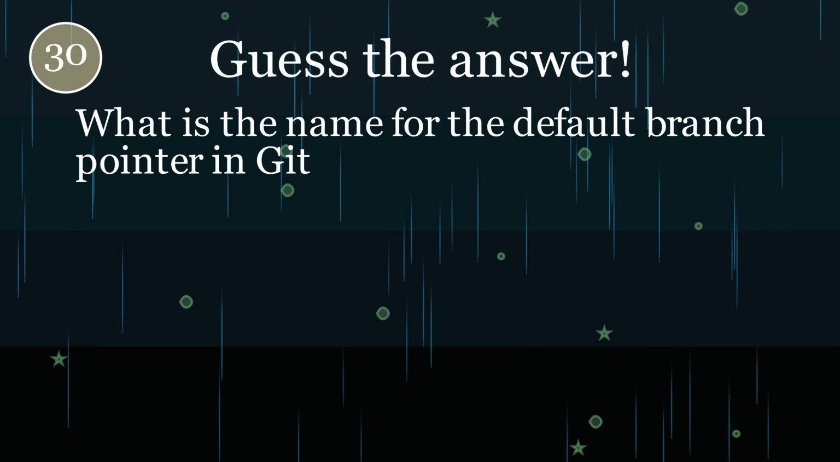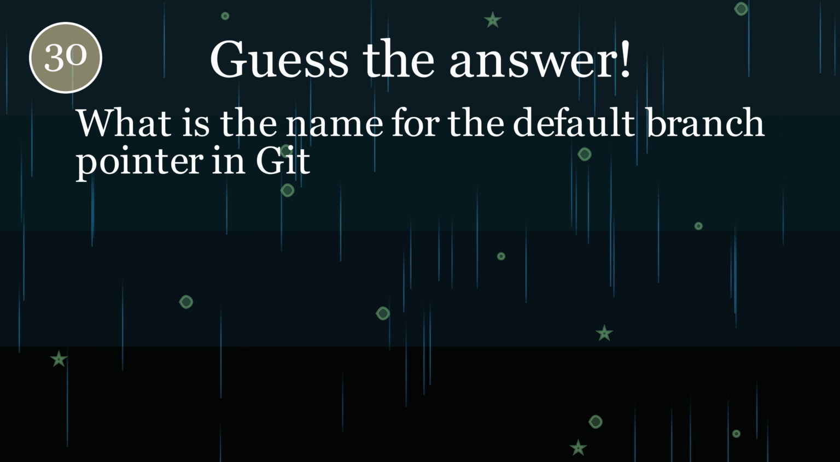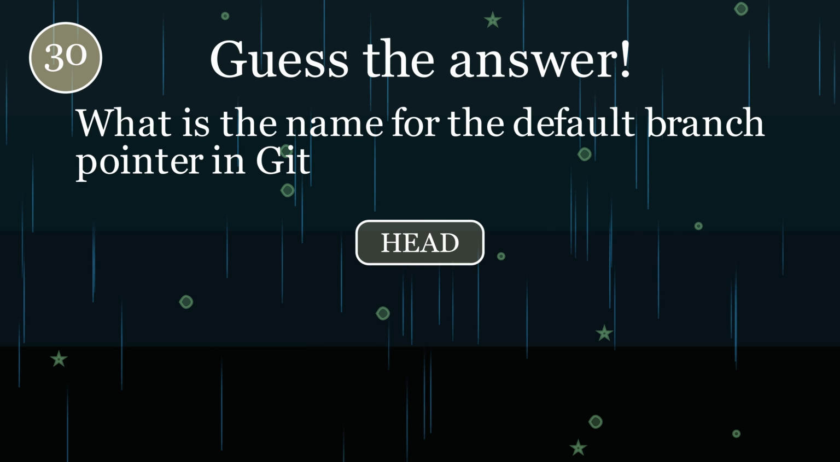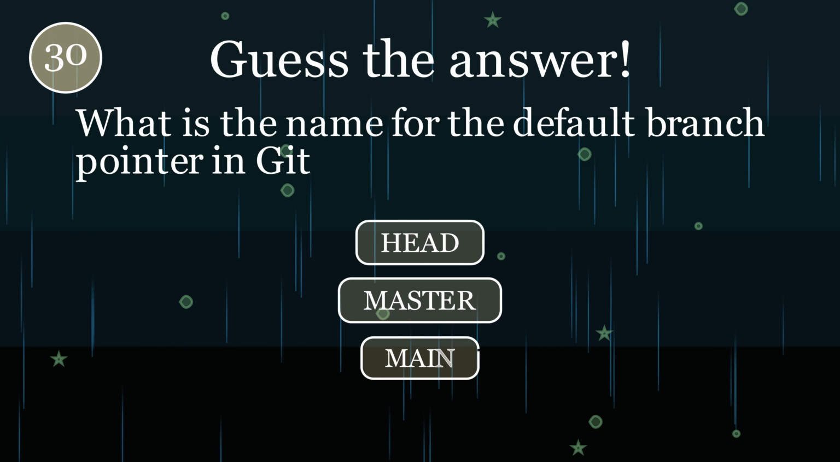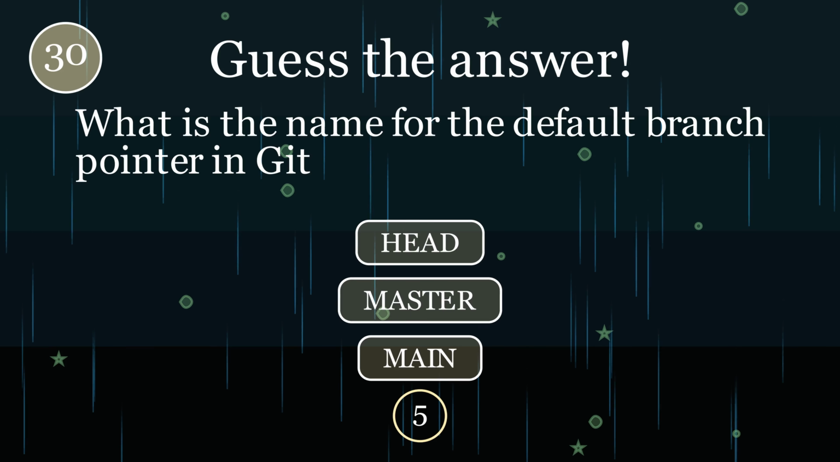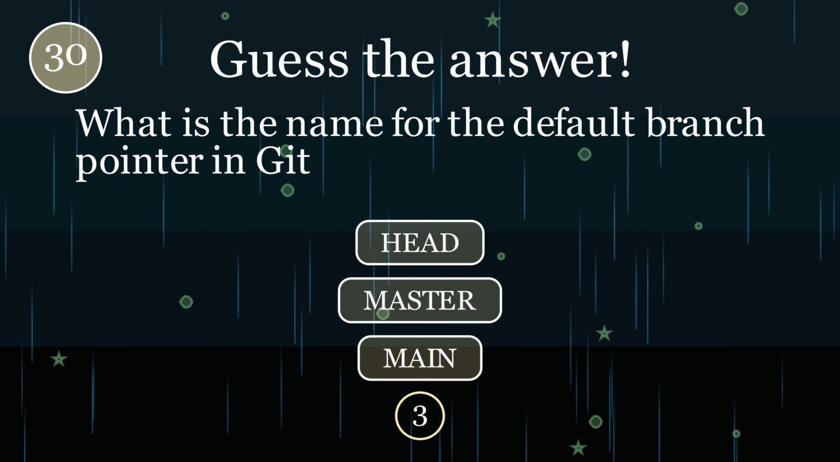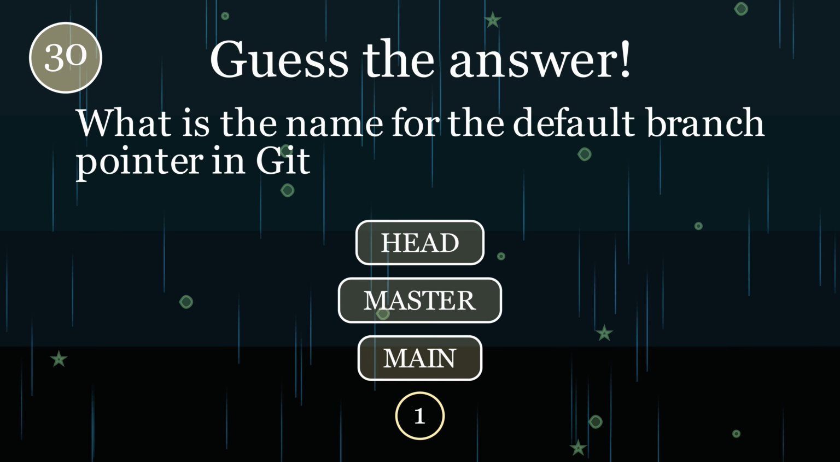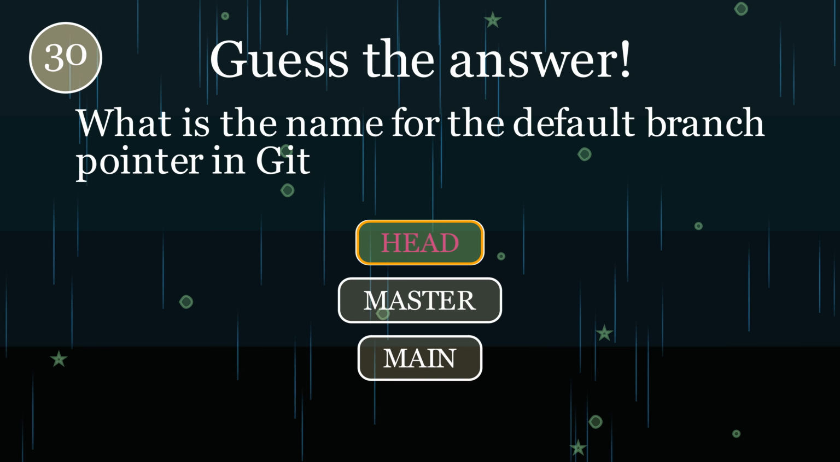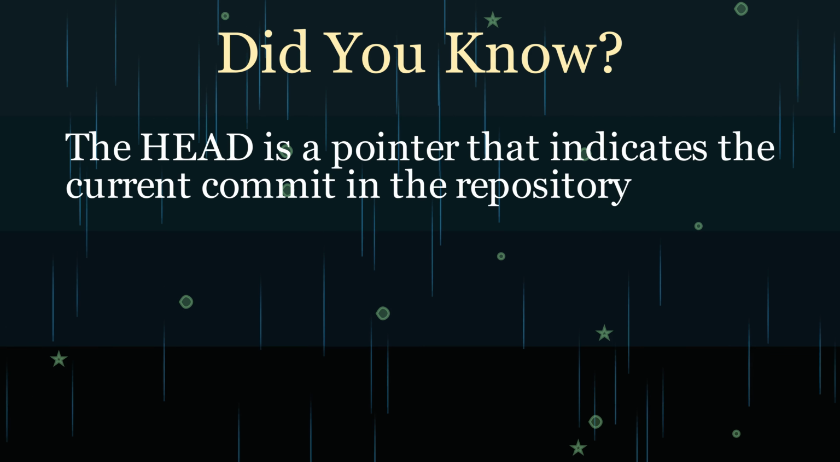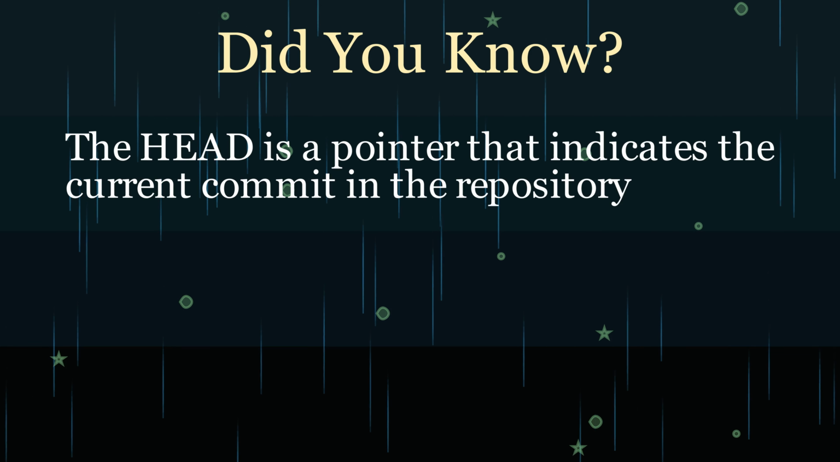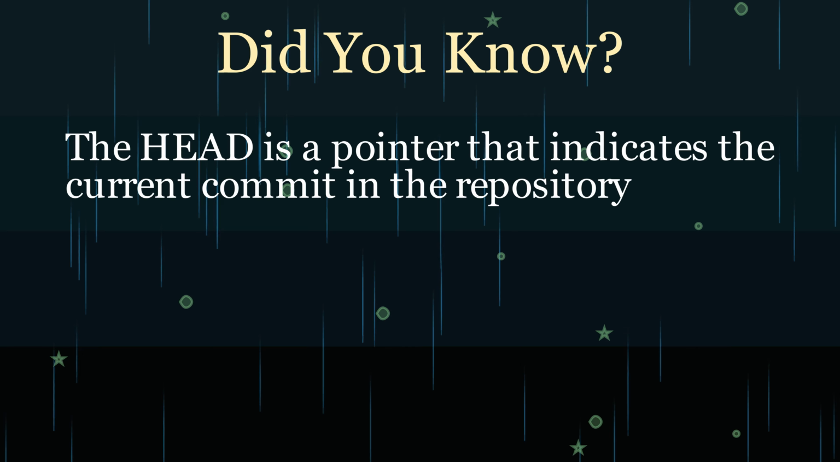What is the name for the default branch pointer in Git? Head, master, main. The correct answer is head. Here's an interesting fact: the head is a pointer that indicates the current commit in the repository.